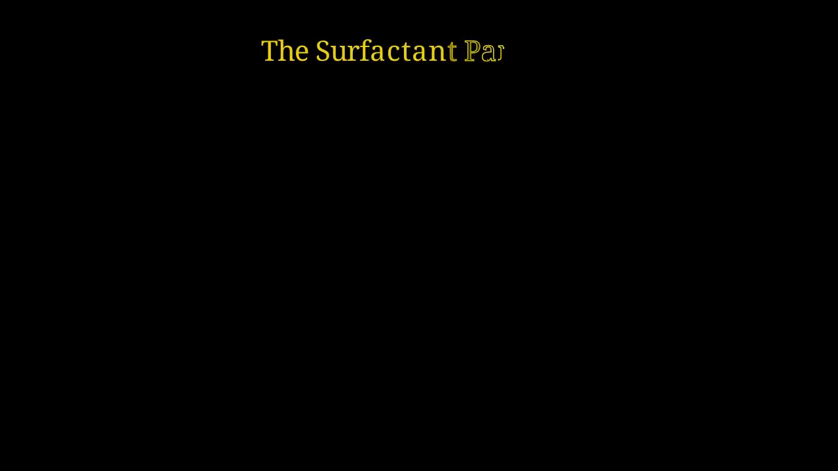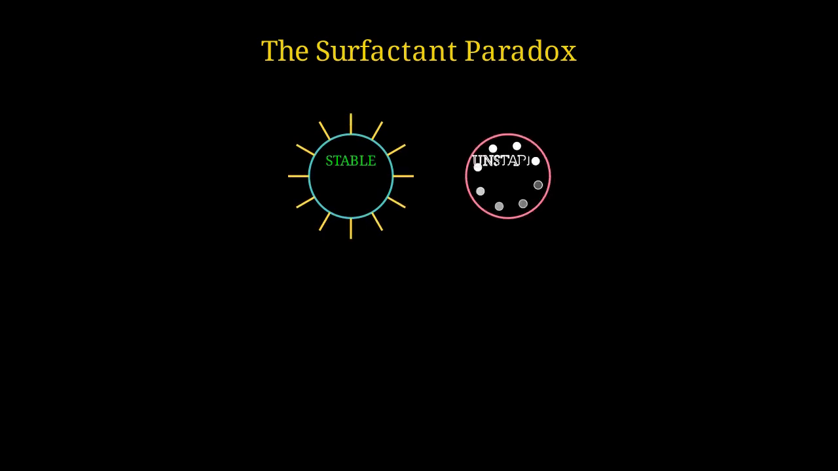Welcome to an exploration of one of nature's most fascinating contradictions, the surfactant paradox. The paradox is this: the same surfactant molecule can either stabilize droplets, keeping them perfectly intact, or destabilize them, causing them to merge and break apart. How is this possible?